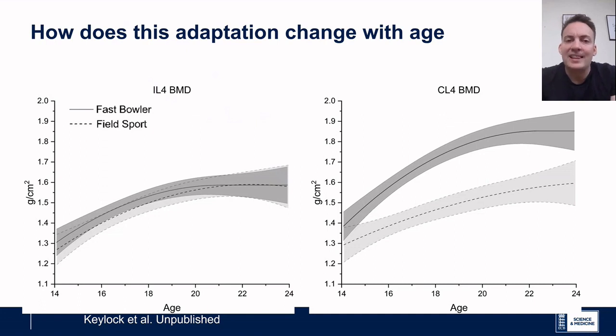Interestingly, when we looked at the site-specific adaptation, what we found on the ipsilateral side, the same side as the bowling arm, is that there's no difference in the adaptation patterns between fast bowlers and field sport controls. They are the same. They follow the same pattern and they reach the same peak values. However, on the contralateral side, the opposite side to the bowling arm, what we see is the large differences.